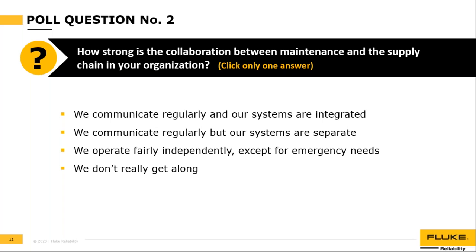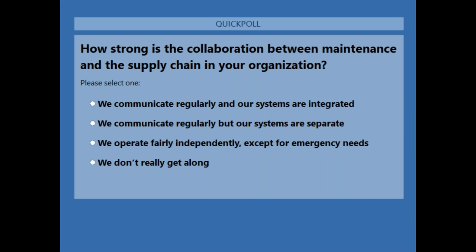It looks like we've got poll question number two before we get started here. I'm going to do the same thing, folks, as before. I'm going to turn this poll live so that you all can answer. How strong is the collaboration between maintenance and the supply chain in your organization? Select just one of these options. We communicate regularly and our systems are integrated. We communicate regularly, but our systems are separate. We operate fairly independently, except for emergency needs. We don't really get along. And there may be other realities in there. So just pick the one that is the most reflective of your current state.